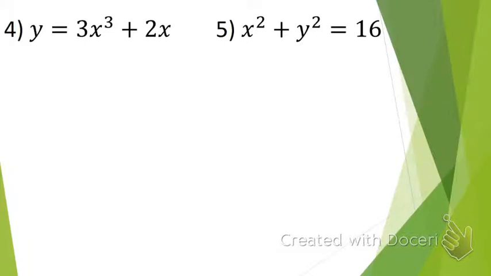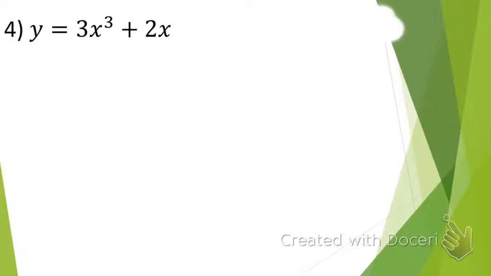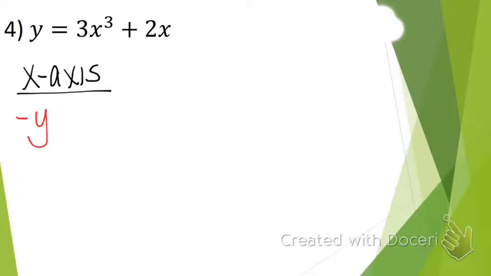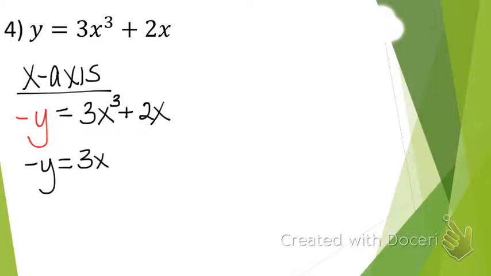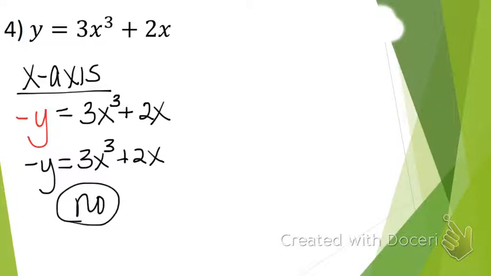Two more examples. Let's look at number 4. Okay, so x-axis symmetry. That would be negative y equals 3x cubed plus 2x. That is not a match. So our answer is no. This graph would not have x-axis symmetry.